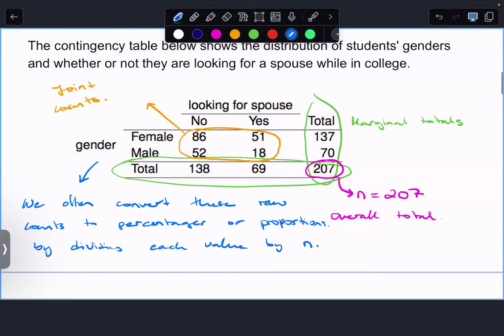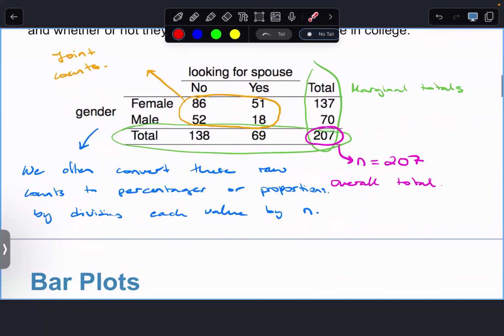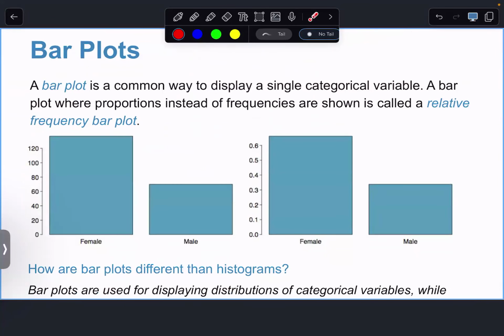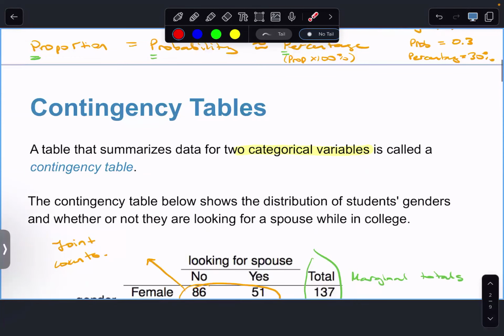And that's pretty much all we can do for categorical data. We stepped it up, we've already got 2 categorical variables. But what we can talk about is whether there is a relationship between gender and whether they're looking for a spouse. I think we jump back to it, so I'm not going to do it here. I honestly can't remember right now. We'll see. So this contingency table is the numerical summary.